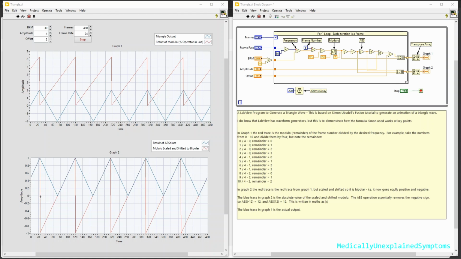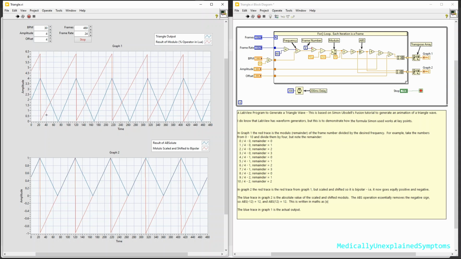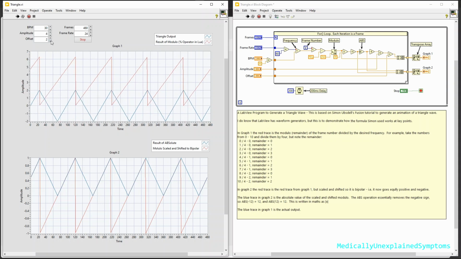So what you end up with is a waveform that instead of going, in this case, plus or minus 1, it goes 0 to 1 and moves backwards and forwards, forming this triangle. The blue trace here is the actual output, and all that is a scaled, shifted version of this. So if we change the offset, we can see that we're moving this up and down. So now it's going 0 to 4. Whereas if we have an offset of 2, it's now minus 2 to plus 2.